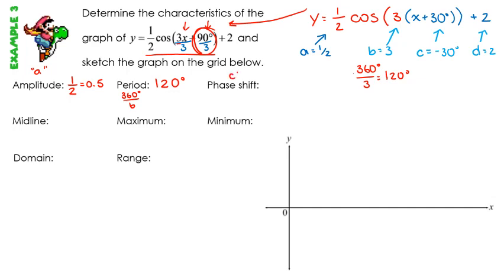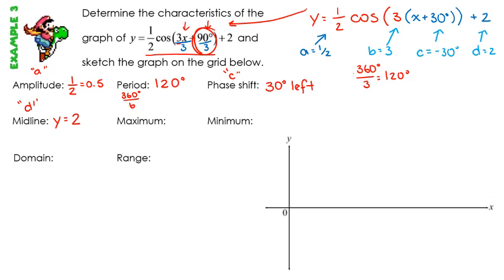Our phase shift is related to our c value. So if c is -30, that means that we're going 30 degrees towards the left. So we're shifting everything left. Our d value is related to the midline. So if our d value is equal to 2, our midline is the equation y is equal to 2.